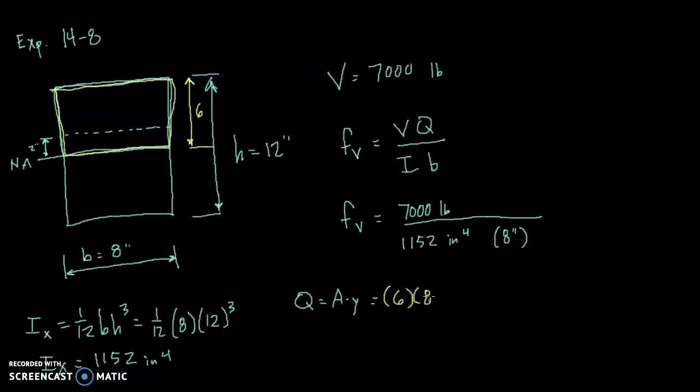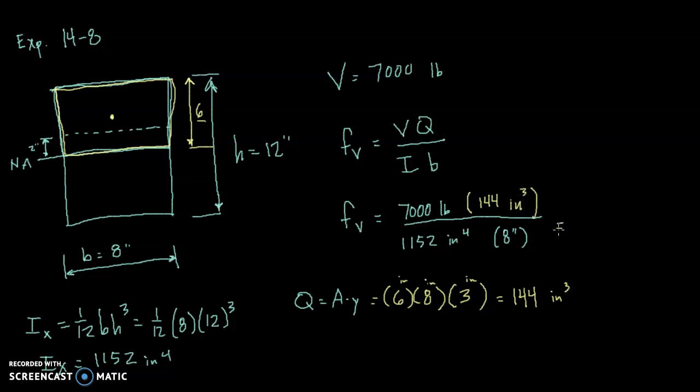So 6 times 8. And y bar would be the distance from the centroid of this rectangle to the neutral axis of the beam. So that's basically just half of this height. So it's half of 6, which is 3. So 6 times 8 times 3 is 144. And this was in inches times inches times inches, so the units here are inches to the third. So times, that's a parenthesis, 144 inches to the third.